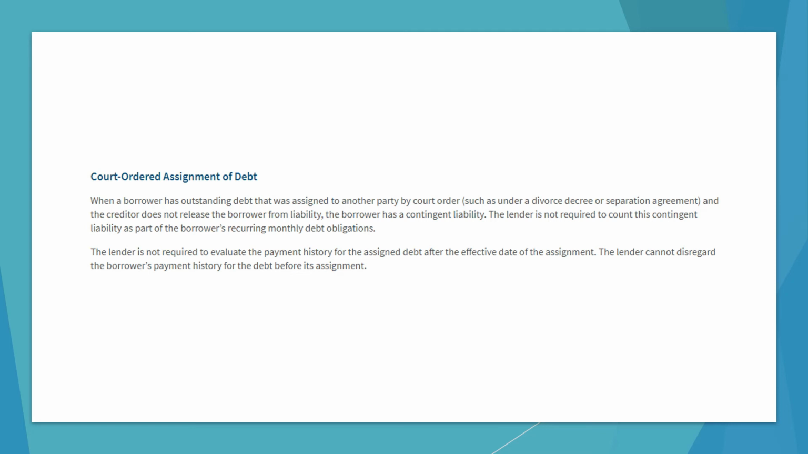Let's jump into court-ordered assigned debt. Let's say we have a borrower that was just recently divorced and the other party received the house. And we have a court order to document stating the liability is to the other individual. This is called a contingent liability. And Fannie Mae states we do not have to hit our borrower with that payment, but you do need court-ordered documentation for this.